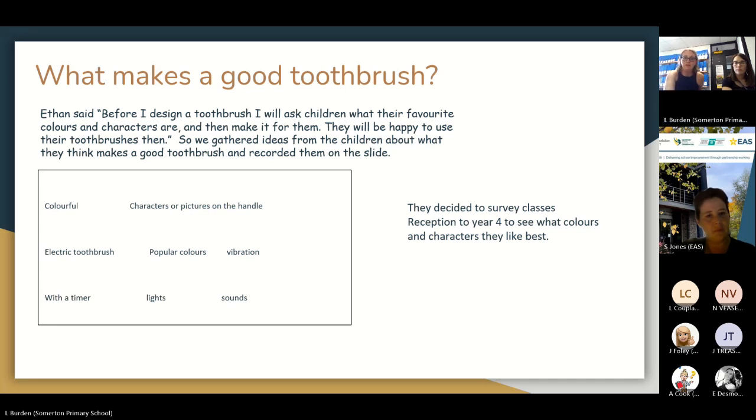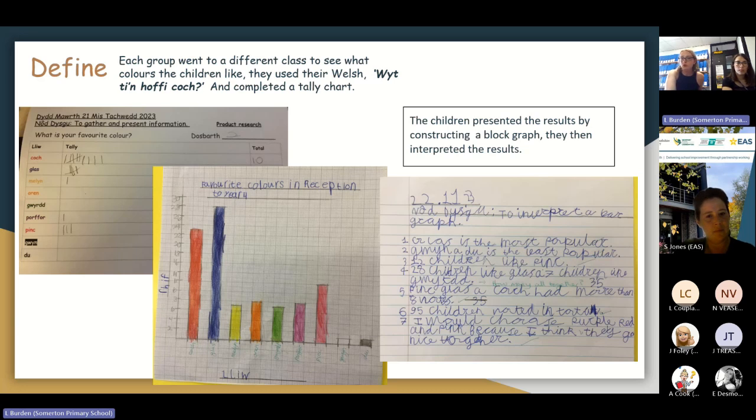So from there, we had to obviously talk to those younger children, and they were our audience. So the children came up with tables, used their Welsh, Parlu Oitin Hoffi, or Oitin Hoffi Pink, Oitin Hoffi Coch, and did surveys in each class to find out the most popular colours, and then they presented this in a bar graph. So there's lots of maths involved here, and this informed their decisions. So black and white were the least popular colours, so nobody designed black and white toothbrushes. So they used all this information to help them, and they also analysed their graphs once they'd done that.